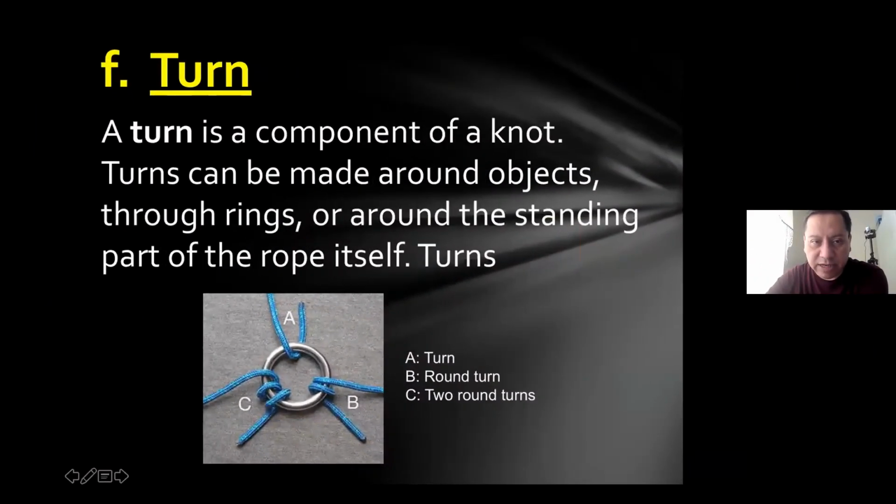The next term we're defining is turn. What is a turn? Okay, in knot tying, a turn is when you turn the rope over some type of object, whether it's a ring or around the standing part of the rope itself. Whenever your rope goes in and turns around on something, that's called a turn. Okay, so you can see the picture here. So first we have going inside the loop, then we have a turn, and then we have two turns. So a turn is when you run your running end through a ring or a stick or another rope, and you create turns.